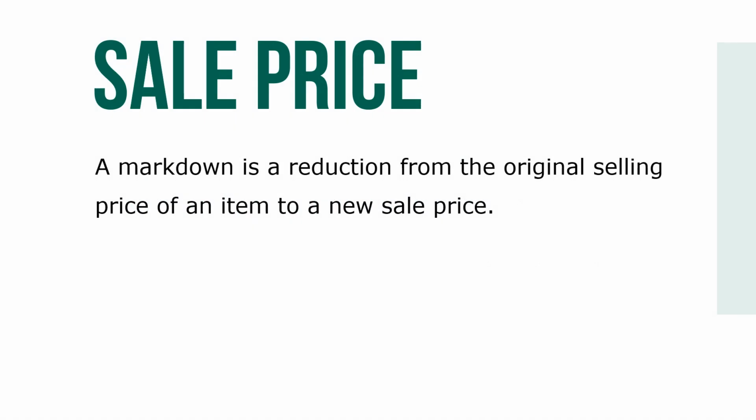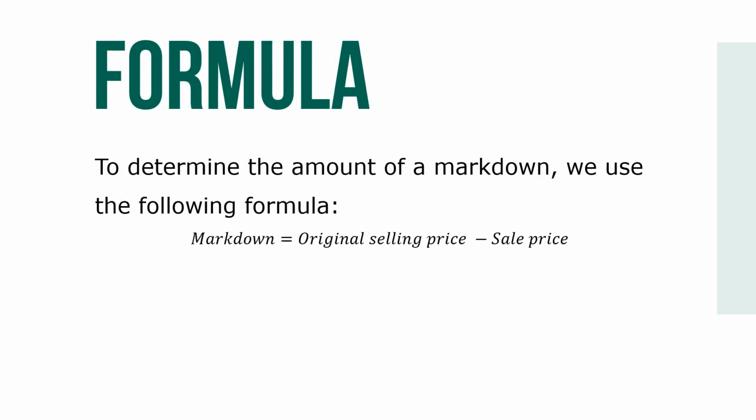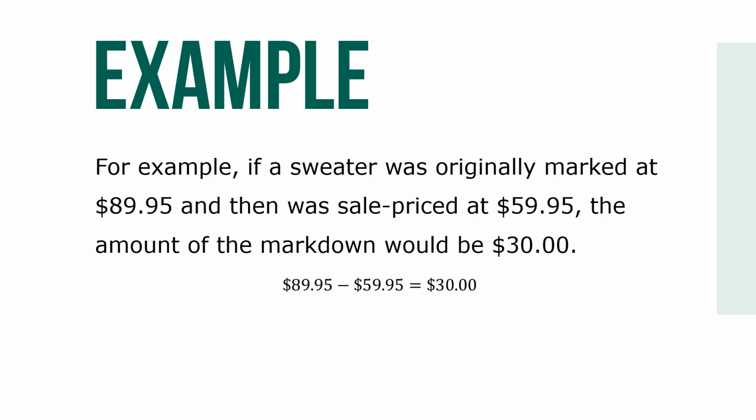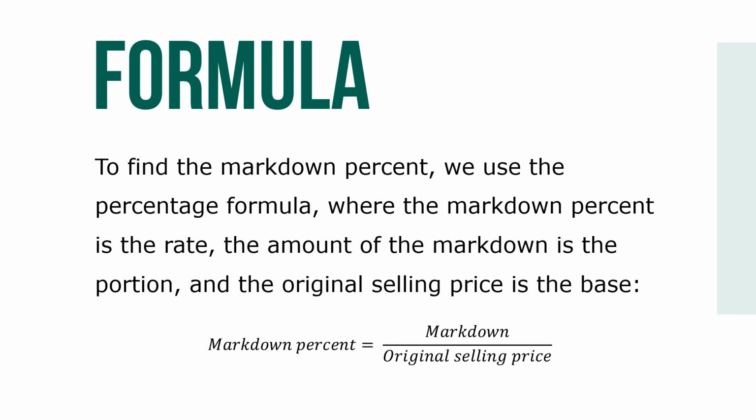A markdown is a reduction from the original selling price of an item to a new sales price. To determine the amount of a markdown, we use the following formula. Markdown equals original selling price minus sales price. For example, if a sweater was originally marked at $89.95 and then was sale priced at $59.95, the amount of markdown would be $30. To find a markdown percent, we use the percentage formula, where the markdown percent is the rate, the amount of the markdown is the portion, and the original selling price is the base. Markdown percent equals markdown over original selling price.